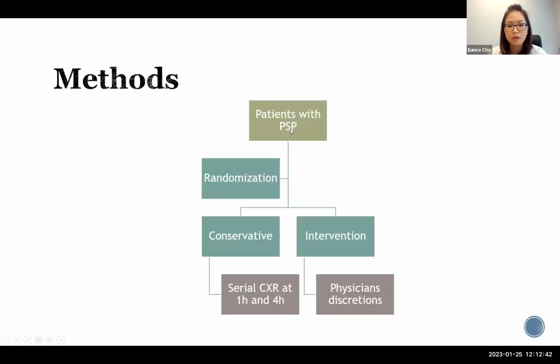So they randomized the patients presenting with a primary spontaneous pneumothorax into either the conservative or intervention arm. For the patients in the conservative approach, they had a serial chest X-ray at 1 hour from when they presented to the hospital, and they repeated another one at the 4-hour mark.